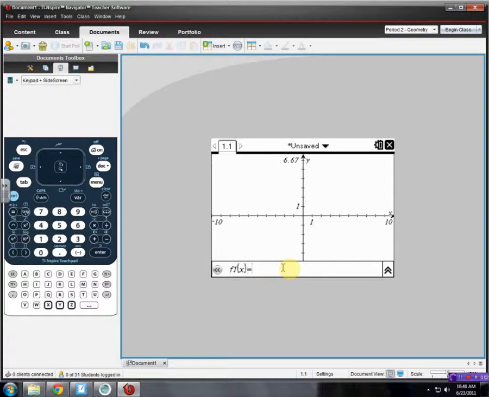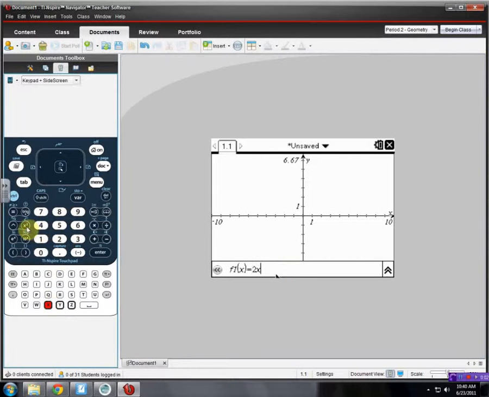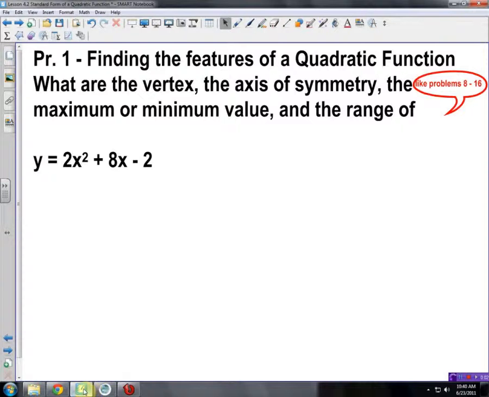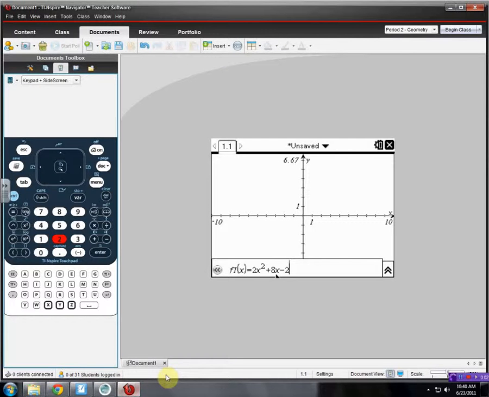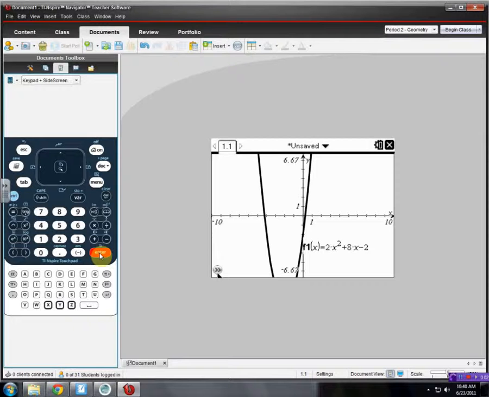I'm going to type in the equation as it was written, which was 2x squared plus 8x minus 2. And I'm going to double check that just to make sure I wrote it down right. 2x squared plus 8x minus 2. Alright, so I'm going to hit enter on this, and it gives me my graph right there. And from this, we can use a calculator to find some of these pieces of information.